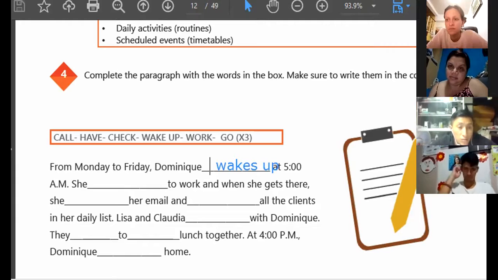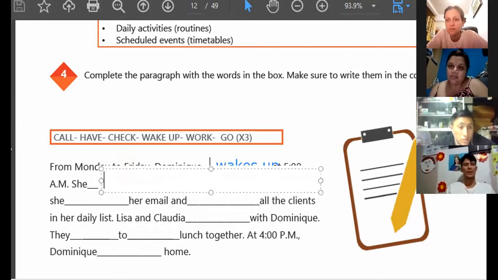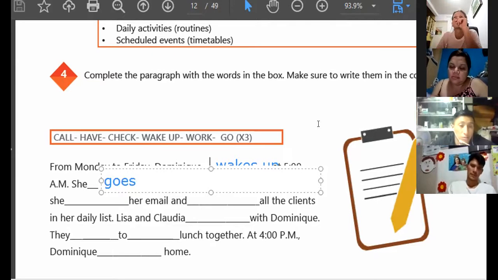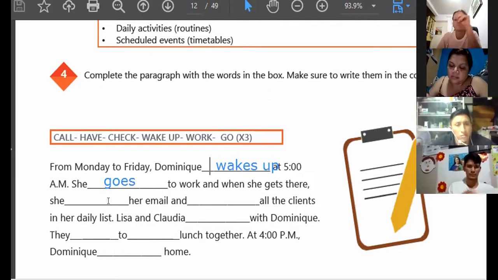But in this case, just let me explain something. For the third person, the verb is go, right? For the third person, we add a letter E and a letter S, okay? Goes, goes, okay? She goes to work.